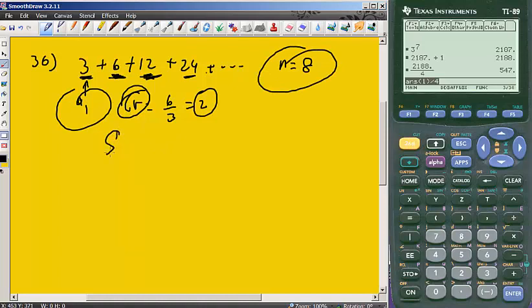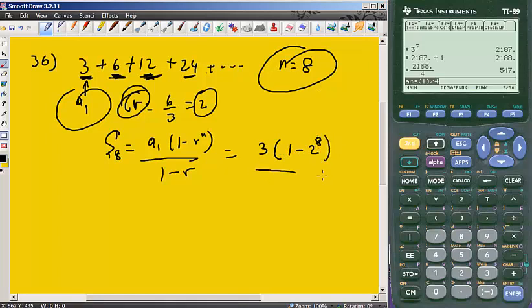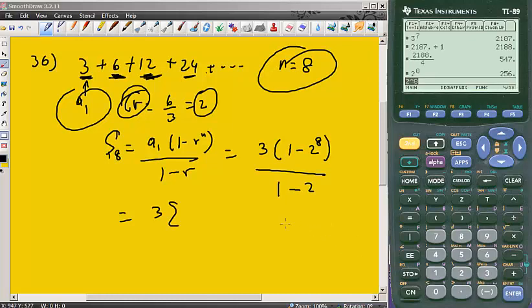So the sum is equal to, because we're adding up 8 terms, S sub 8, if you want to write that down, that's fine. It is a sub 1 times 1 minus r to the n, all that over 1 minus r. That's my formula. So that means 3 times 1 minus 2, because that's my ratio, to the power of 8, all that over 1 minus the ratio, which is 2. To clean this up, I have a 3, and then 2 raised to the 8th power is 256. So I have 1 minus 256, all that over negative 1.